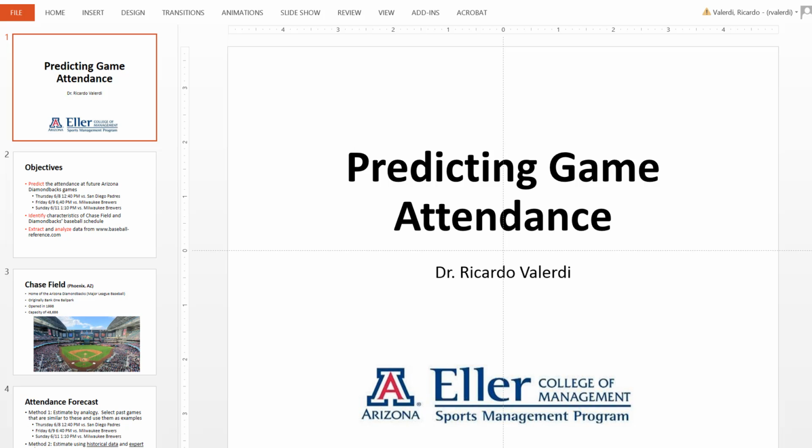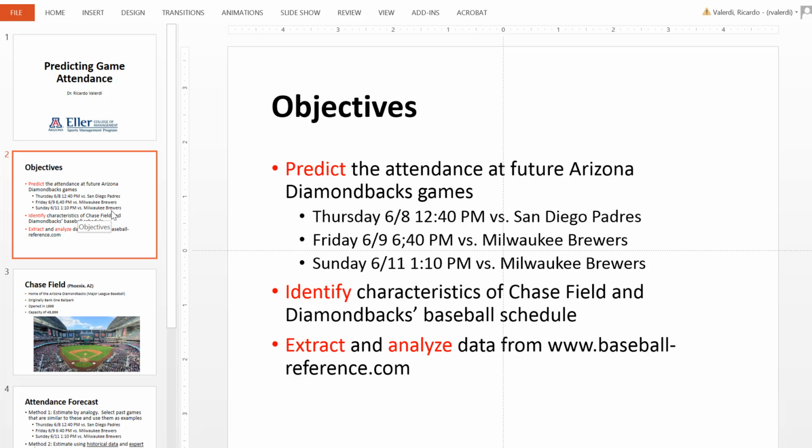One of the important abilities to do in sports analytics is prediction. In particular, prediction of future events that affect your team or your league. What we're going to try now is coming up with ways to predict the attendance of future games. So the objective is to look at 3 games that are coming up in the next week.